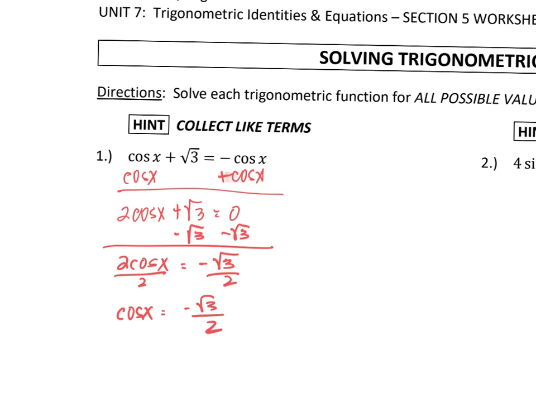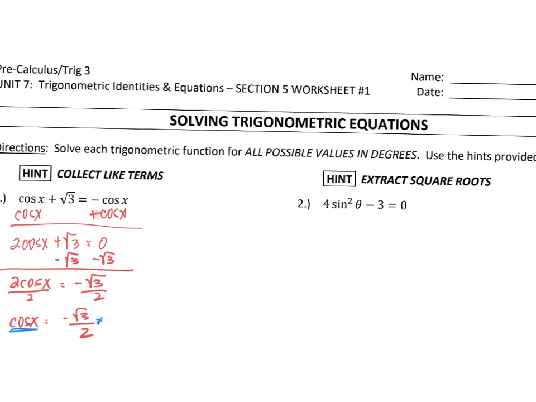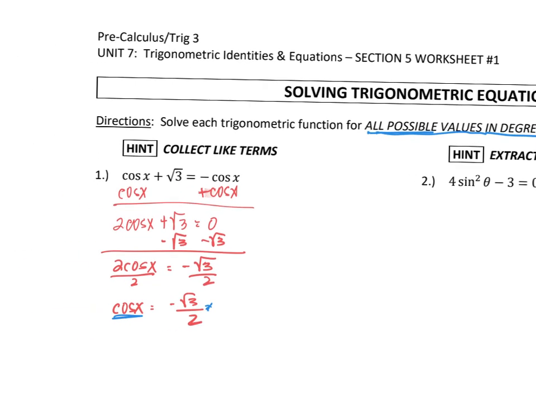Now, we have been working with the unit circle, and so we actually know a place on the unit circle where cosine x does equal negative root 3 over 2. So using the unit circle, we can solve for x. And let's see, it also says to find all possible answers in degrees.